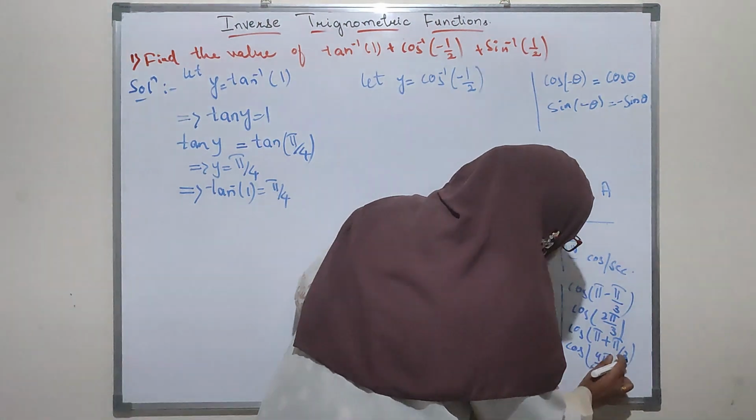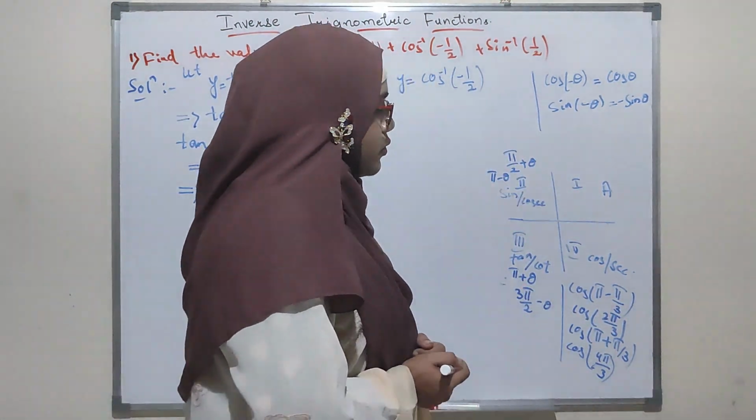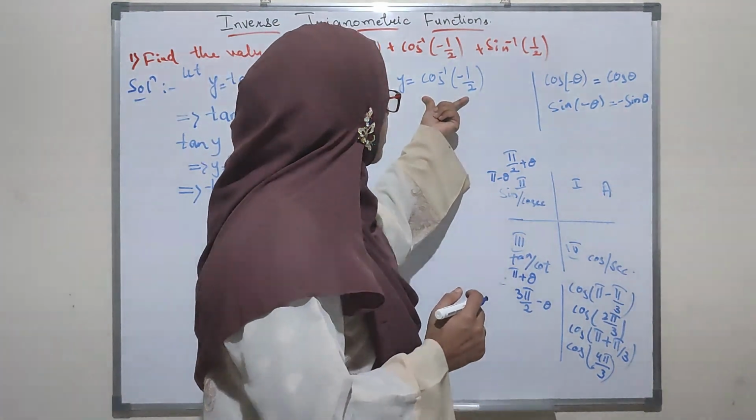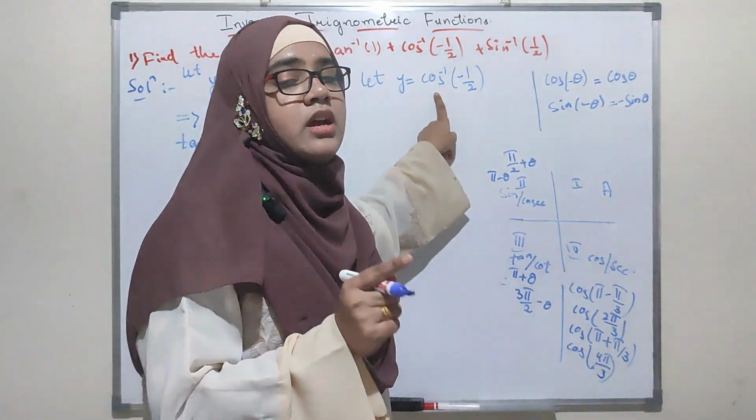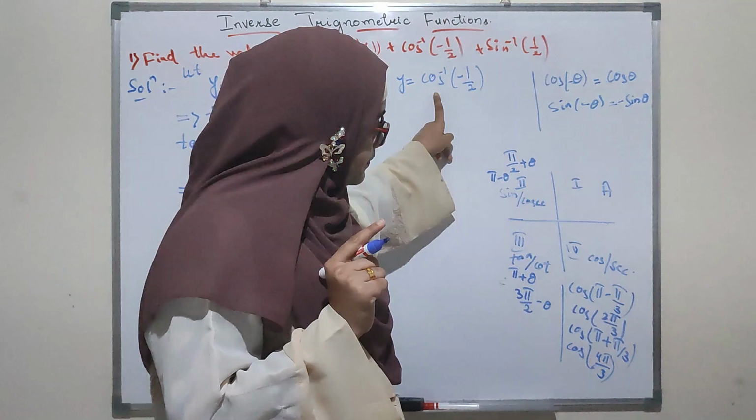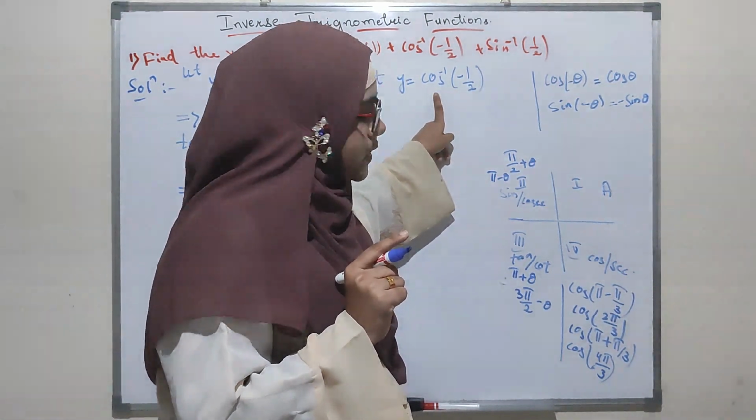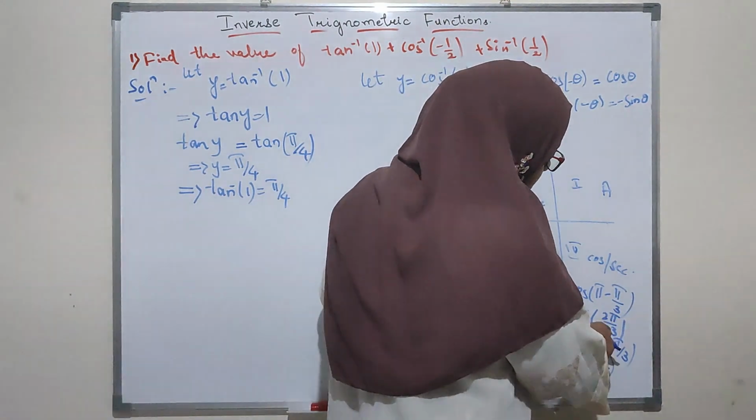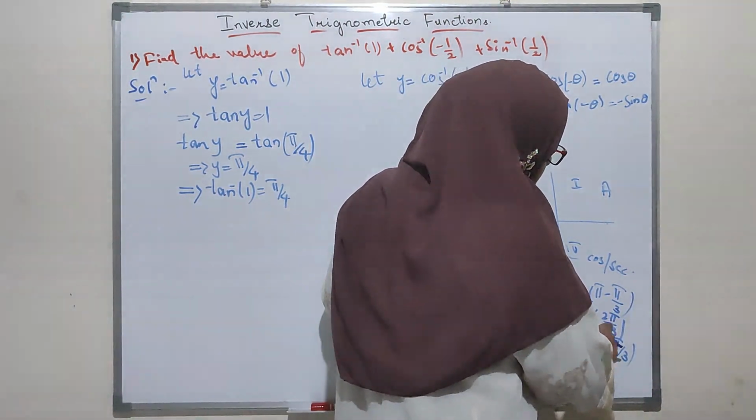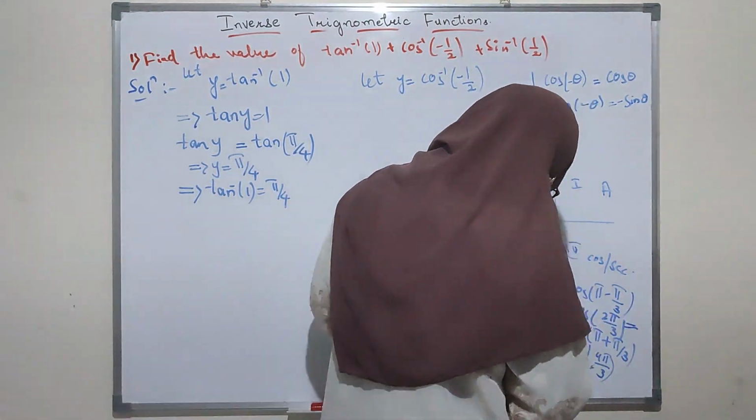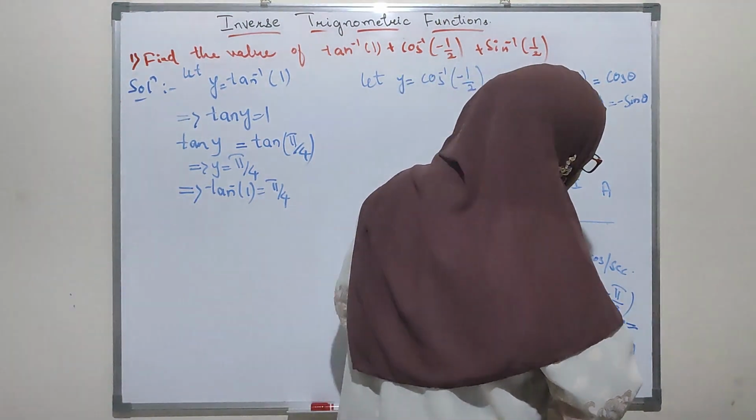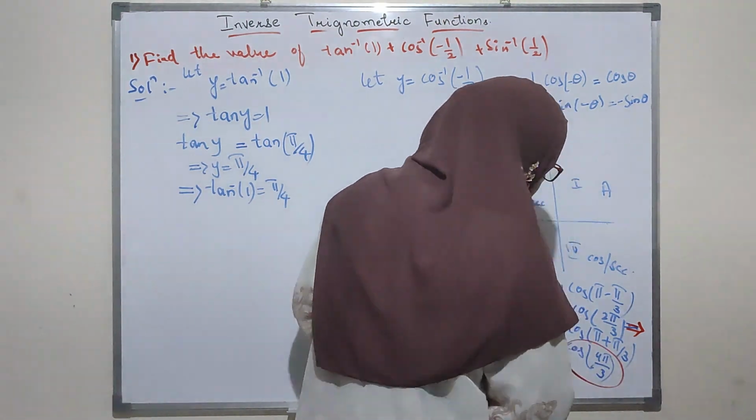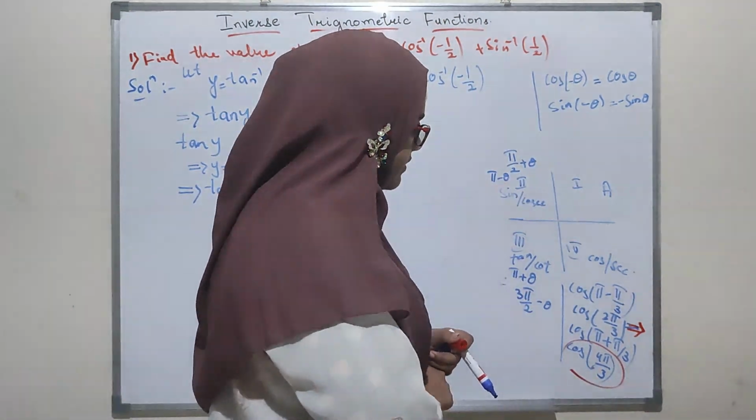So we have to check which value is suitable for this, which value lies in the range of cos inverse of x. We know that the range of cos inverse of x is 0 to pi, closed interval 0 to pi. So this value, pi by 3, which is 60 degrees, lies between 0 and pi. This other value will not lie in the closed interval 0 to pi.